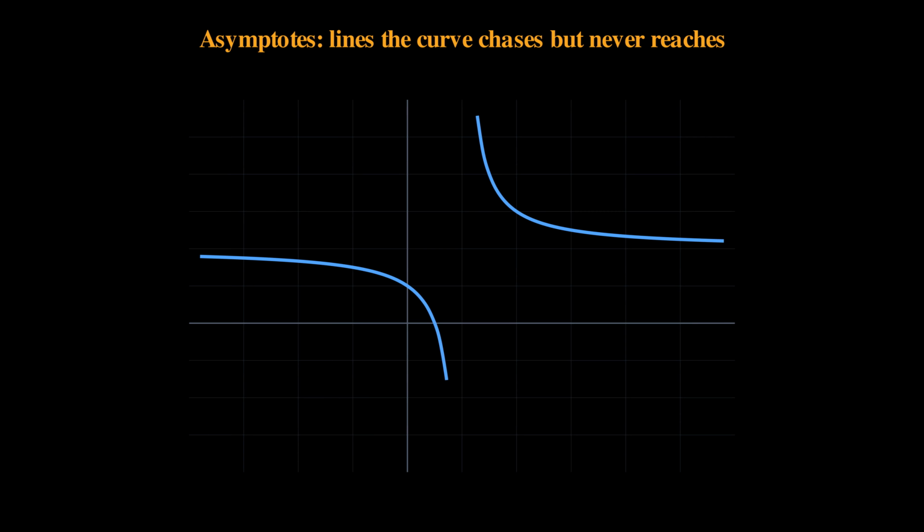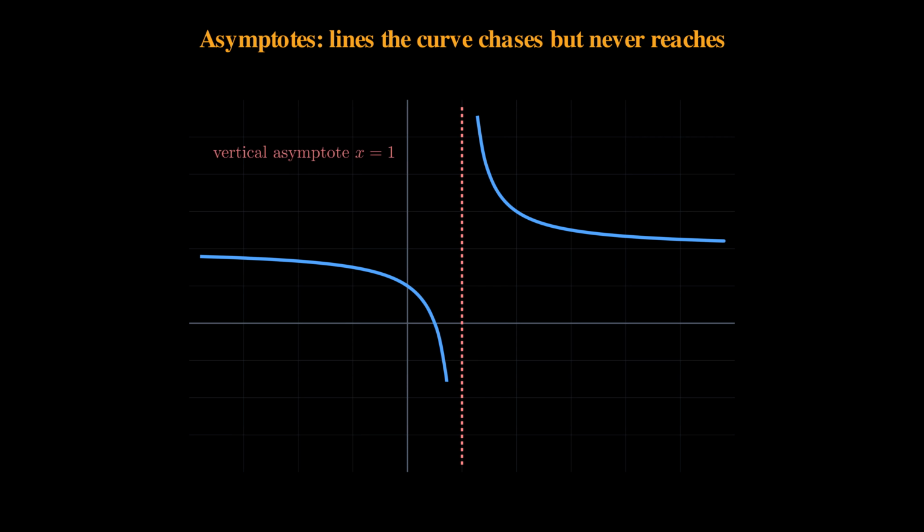Here's a curve with one of each kind. This dashed vertical line, x equals 1, is a vertical asymptote. As x creeps toward 1, the curve shoots up on one side and plunges down on the other, hugging the line but never crossing it.